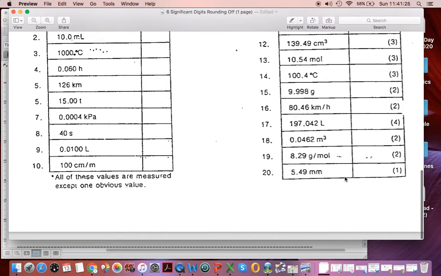So hopefully this stuff is making a fair amount of sense. 5.49 millimeters, we chop to 1 sig fig, and we're going to round down, and we're going to have 5 millimeters.